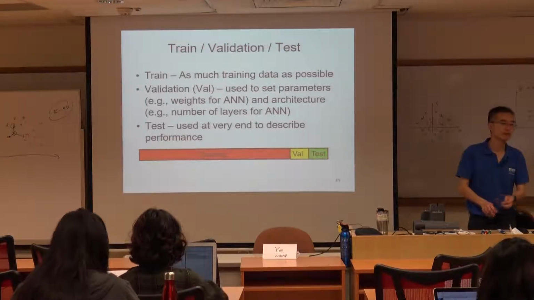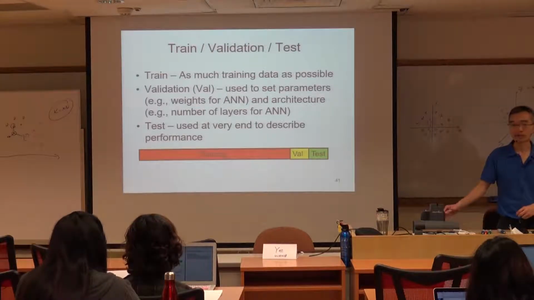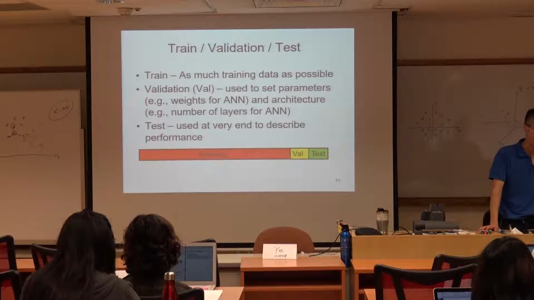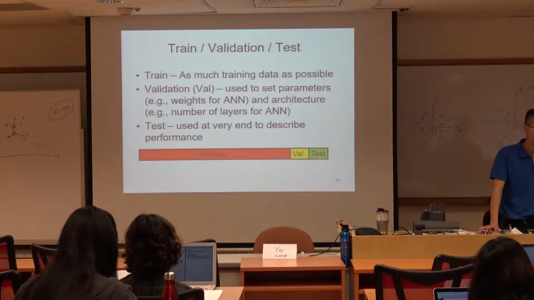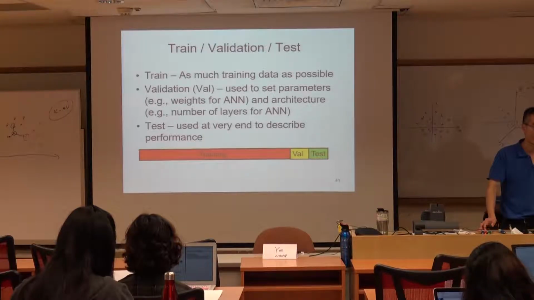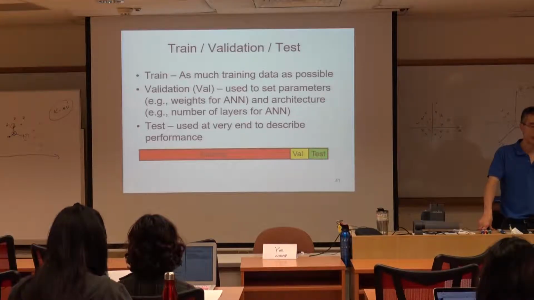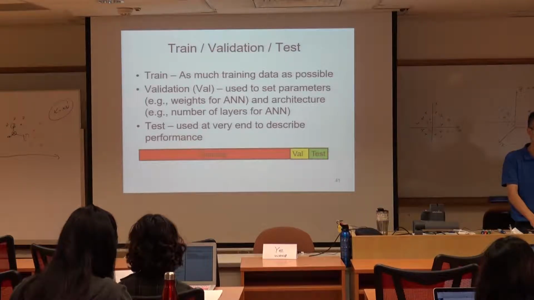So in this case, we have a common approach to divide these into three different phases. The first one is called training, and as much training data as possible is used for the training phase, and the validation is used to set parameters, weights for artificial neural networks, and so on. Finally, the test is used in the very last stage to describe the performance.